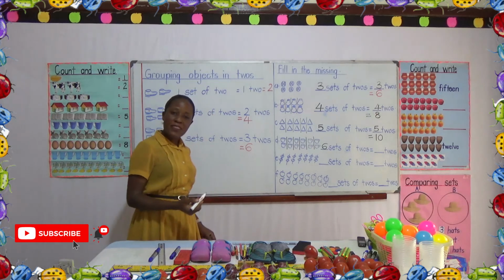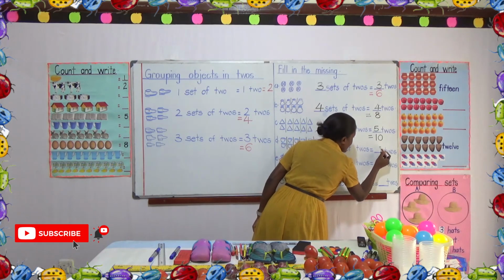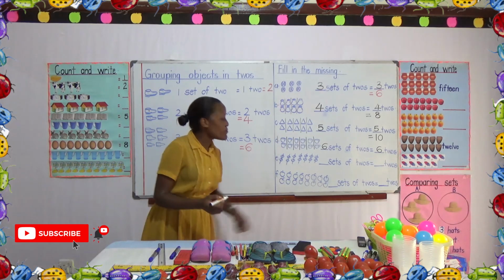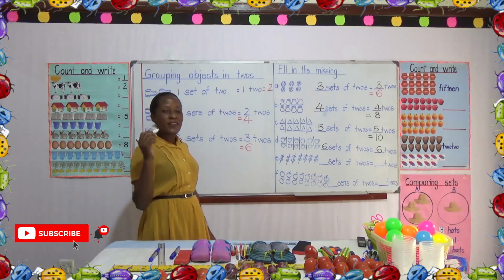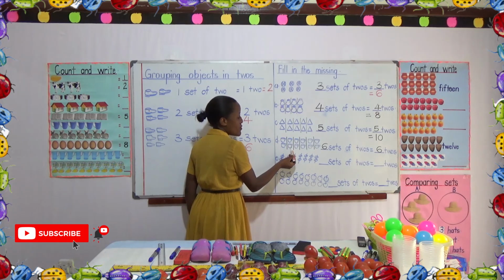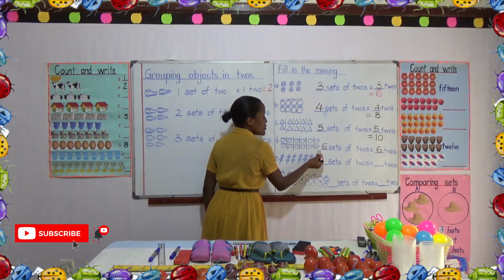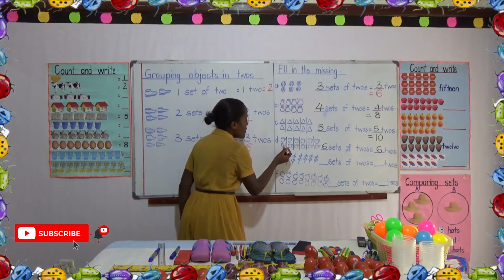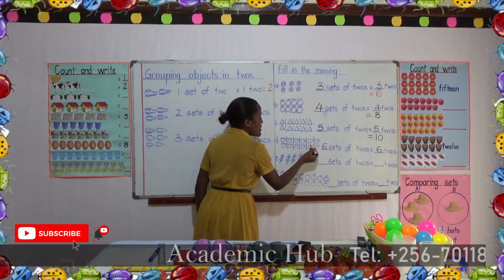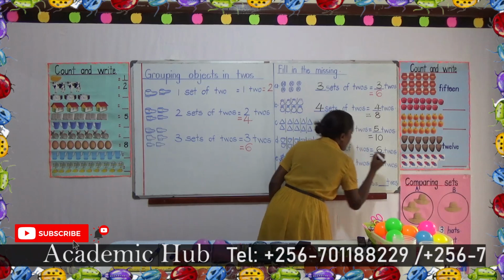And how many twos are they? They are 6 twos. Okay? Good. Now let's count the number of cups in the 6 twos. Count with me, children. 1, 2, 3, 4, 5, 6, 7, 8, 9, 10, 11, 12. Let's count again just to be sure. 1, 2, 3, 4, 5, 6, 7, 8, 9, 10, 11, 12. So 6 twos give 12.